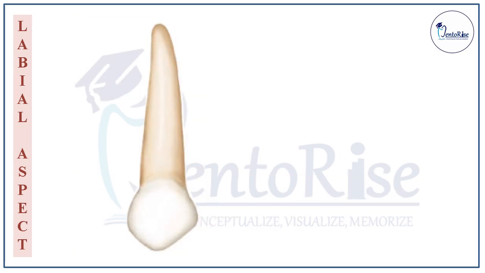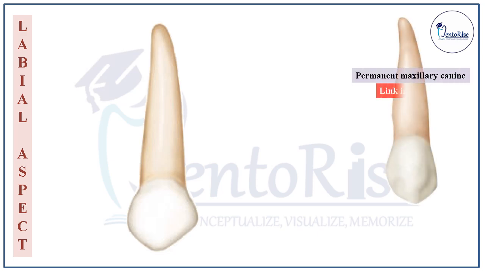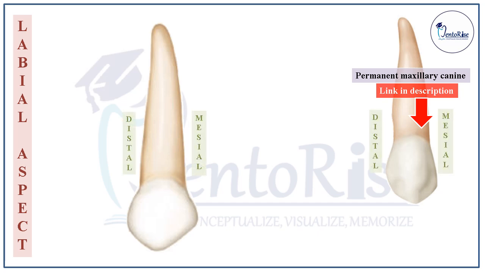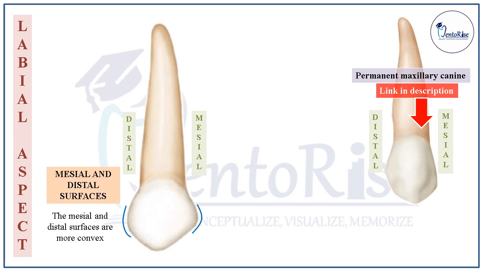When we compare the labial aspect of a primary maxillary canine with that of a permanent maxillary canine, there are significant differences. The first difference lies in the mesial and the distal surface. These surfaces of a primary maxillary canine are more convex in comparison to a permanent maxillary canine, as you can observe in the figure. The second difference lies in the mesial and the distal slopes of the cusp. In a permanent maxillary canine, if you can recall, the mesial slope is shorter than the distal slope. However, in a primary maxillary canine, the mesial slope is longer than that of the distal slope. You can again observe the figure.